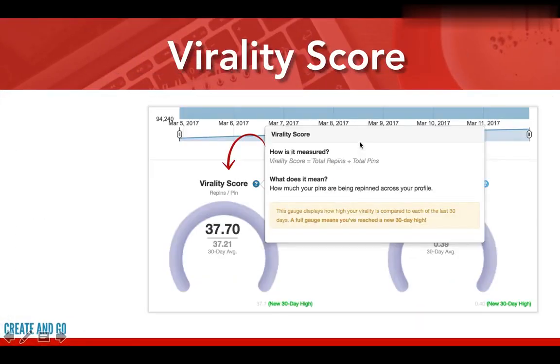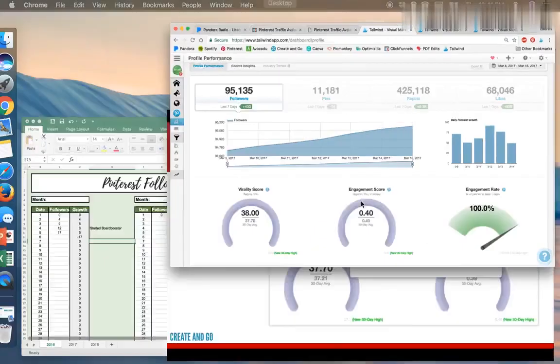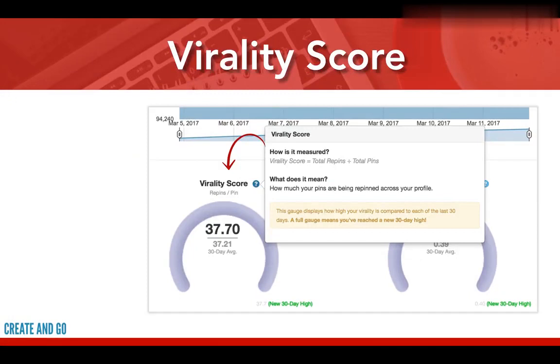Moving on to virality scores. These are going to be these scores right here on your account, and there's 3 different measures here: virality, engagement, and engagement rate. And we're going to talk about all 3 of them. These are the scores that I've been telling you guys about over and over again in these past few presentations. First up, virality score.